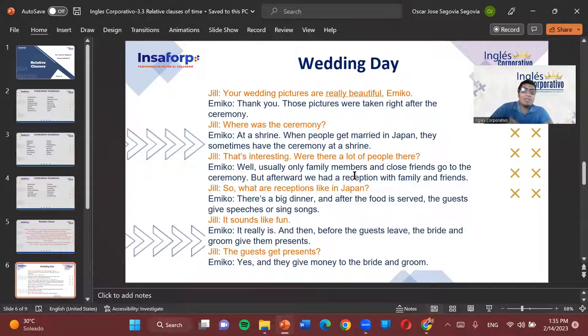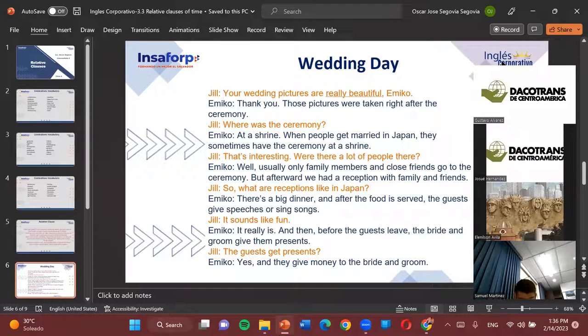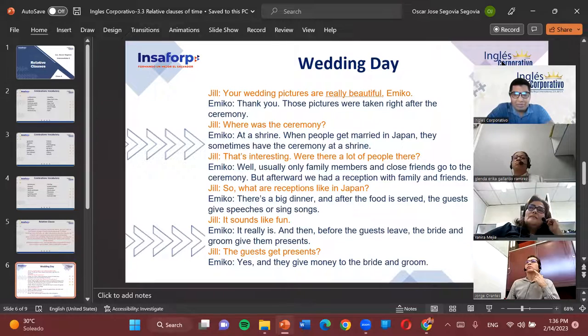But this conversation has a few things that are very clever. And the first one that you guys can get confused with is the word shrine. Any idea of what a shrine can be? ¿Alguna idea de qué puede ser una shrine? Shrine. ¿No lo estén buscando? ¿Qué puede ser una shrine?